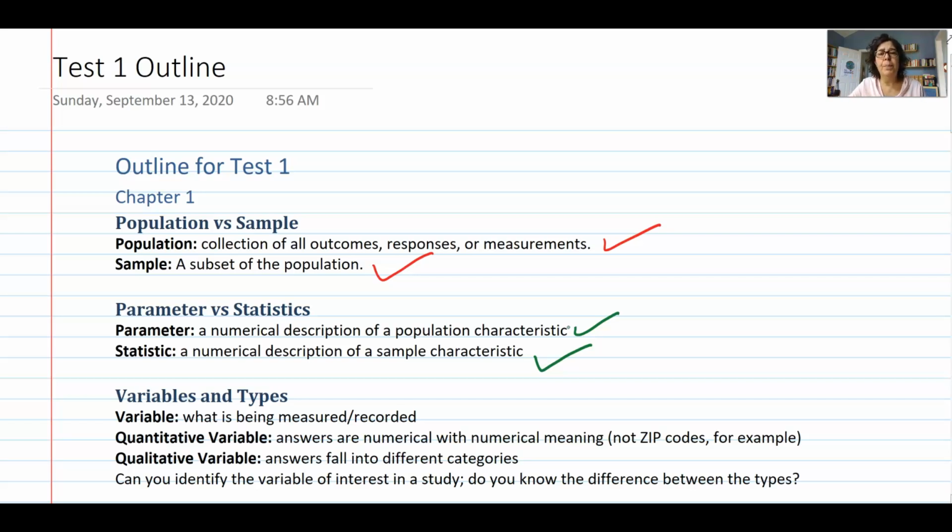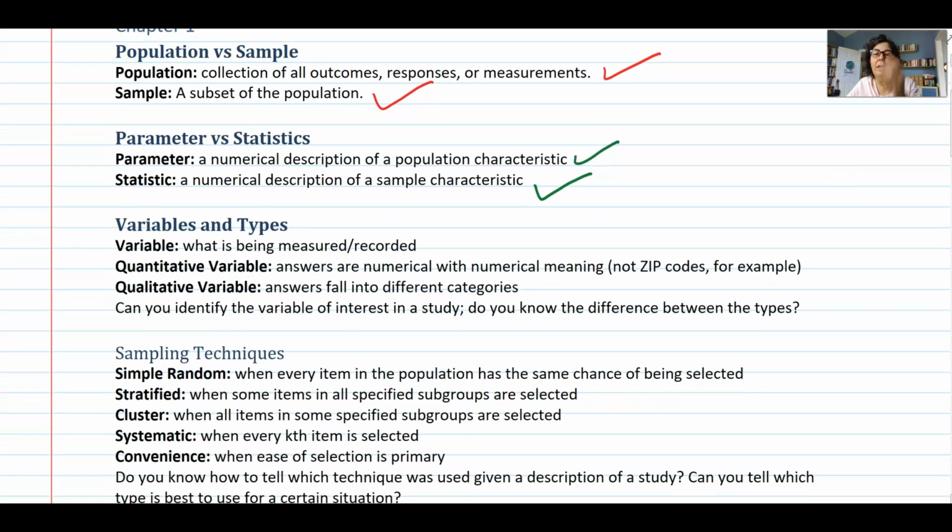For instance, let's say that out of all the Wake Tech students, we interviewed 200 of them, and 25% of them said that online classes are really helpful. So all the Wake Tech students is the population, the 200 students that we interviewed is the sample, and 25% is coming from the sample, so that will be a statistic. What is the parameter? We didn't get any measurements from all the Wake Tech students, so there is no parameter in there.